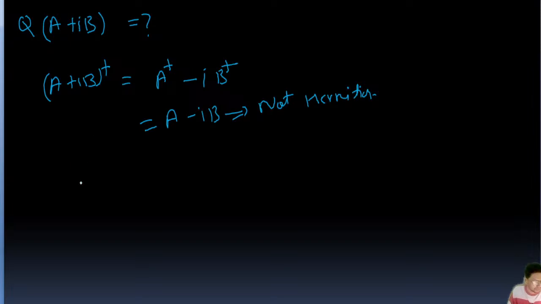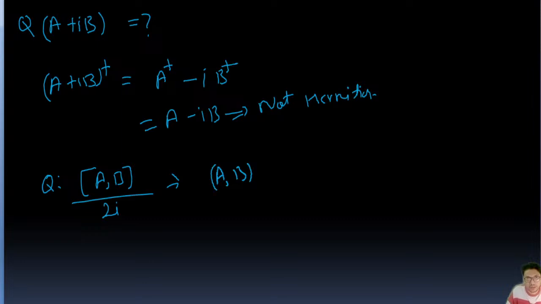Next question. This is, my apology, the commutator of A and B upon 2i. We need to check whether it is Hermitian or not Hermitian. So again we'll check it. This is going to be the commutator [A, B] upon 2i. We'll check the dagger.